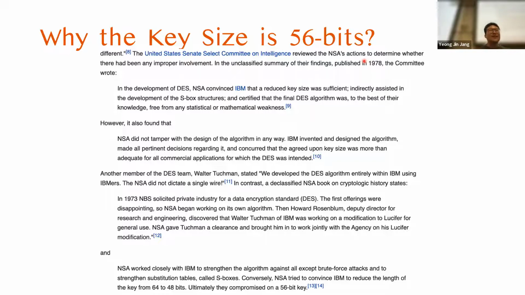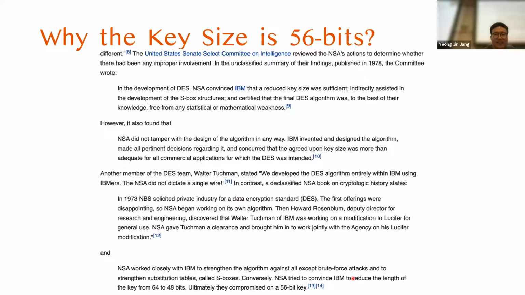So we should be very careful in choosing security technology, because some entities look benign but try to implement backdoors to make it easy to decrypt people's data. What's archived here is that the NSA convinced IBM to reduce the key size. They did not tamper with the algorithm or the block or anything else.